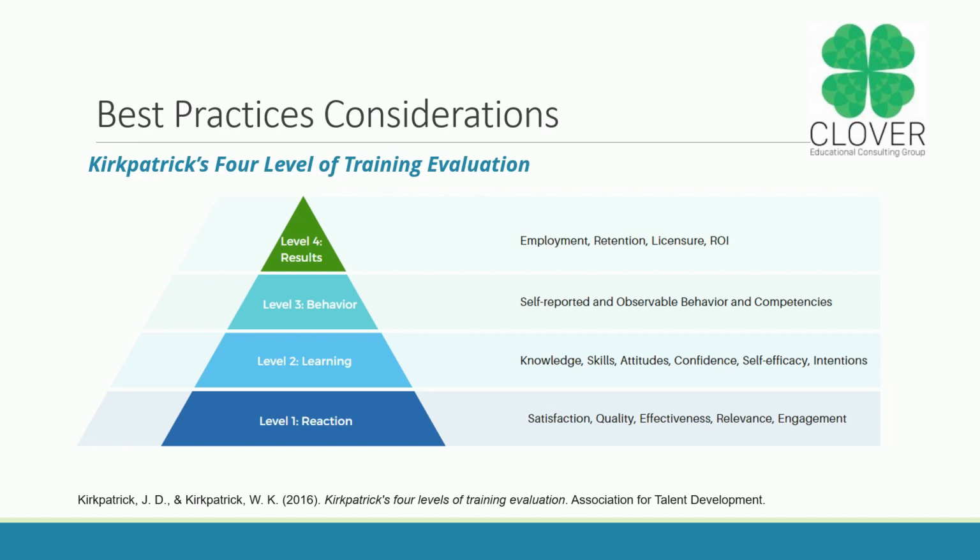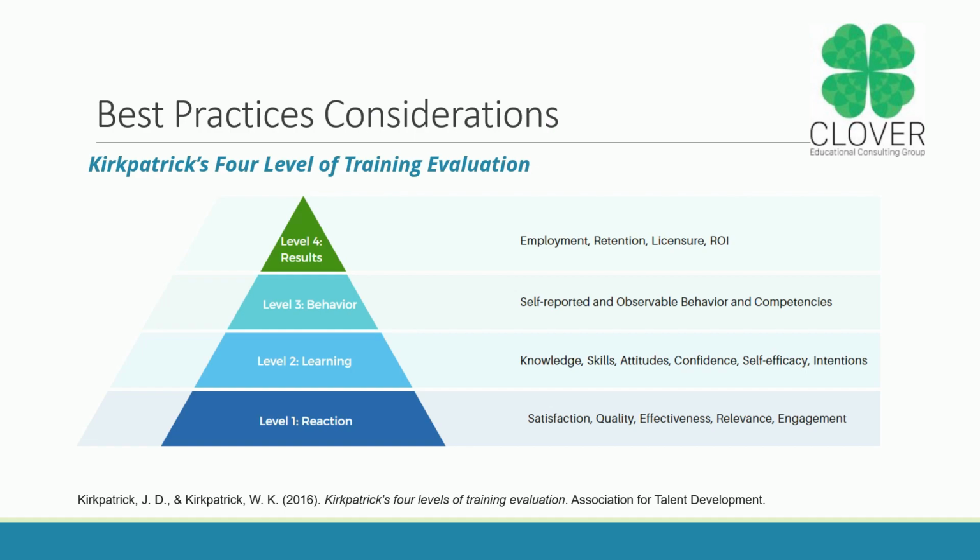The next level is level 2, learning, which is a little harder to measure, around knowledge. Have they gained any knowledge from their training? Typically you can measure that with a quiz or through a presentation, or there are different methods to measure that. Then the skills that they acquired, which are things that you can observe as well as self-reported skills, attitudes, their confidence and self-efficacy, and intentions.